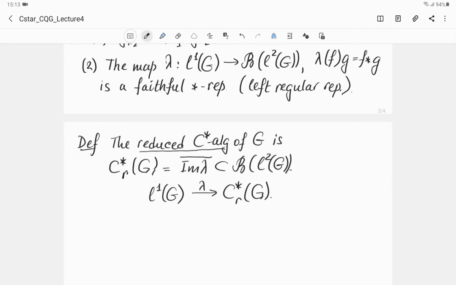Why is it called reduced, by the way? Well, in fact, there is another way to associate a C-star algebra to any discrete group G, which is defined in terms of some universal property, and which is called the full C-star algebra of G. In general, the reduced C-star algebra is a quotient of the full C-star algebra. But if the group is amenable, then the two C-star algebras are the same. But this is a totally different story, so I'll not tell you anything about amenability in this course.